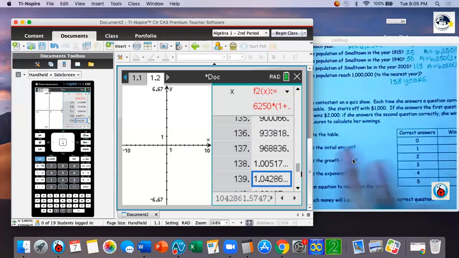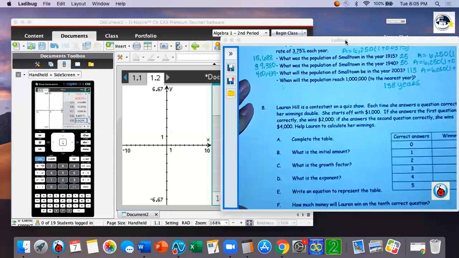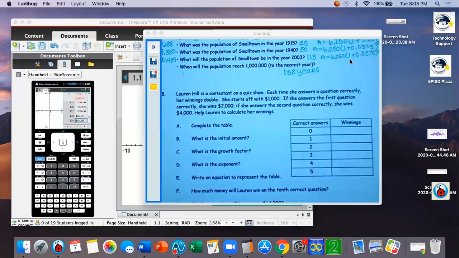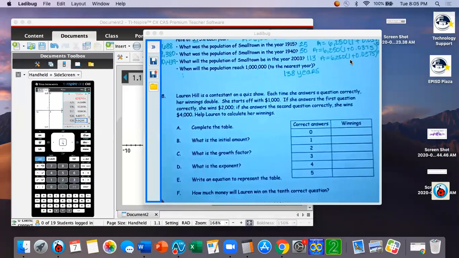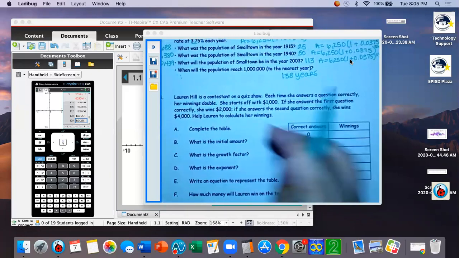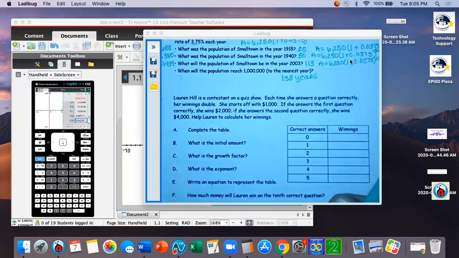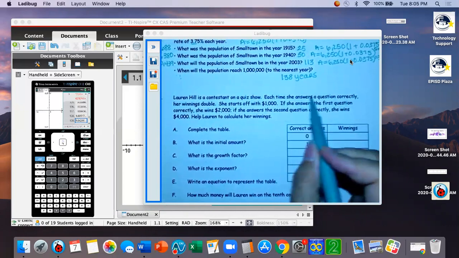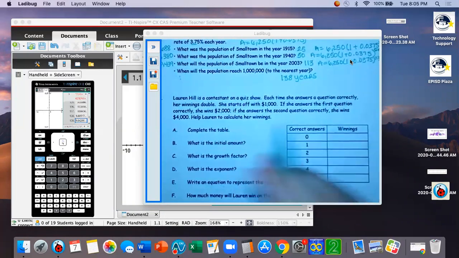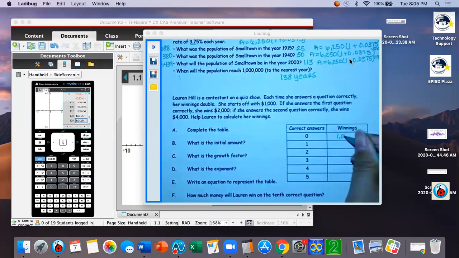All right, now last one. The last one we're going to do, guys, it's going to look a little bit different. I don't want to get too much into all of these. I just want you guys to be able to complete the table. So Lauren Hill is a contestant on a quiz show. Each time she answers a question correctly, her winnings double. So she starts off with $1,000. So before she's even answered the first question, she has $1,000. If she answers the first question correctly, she wins $2,000.